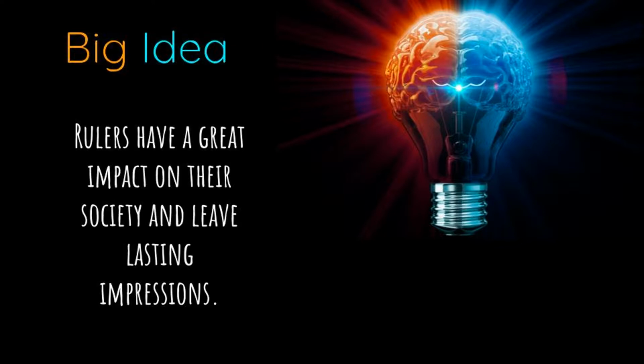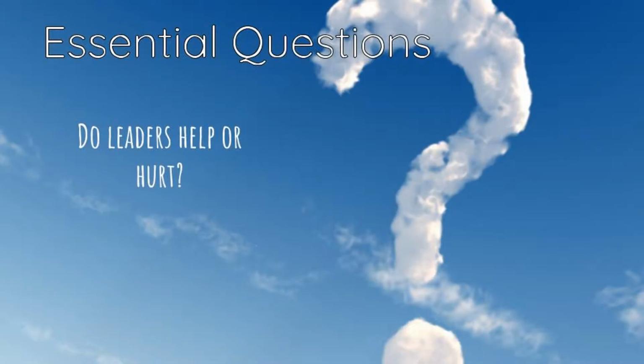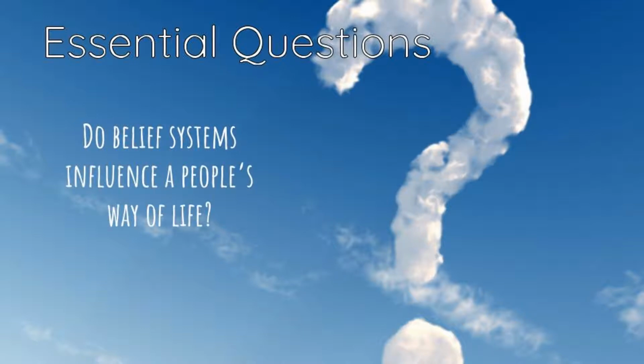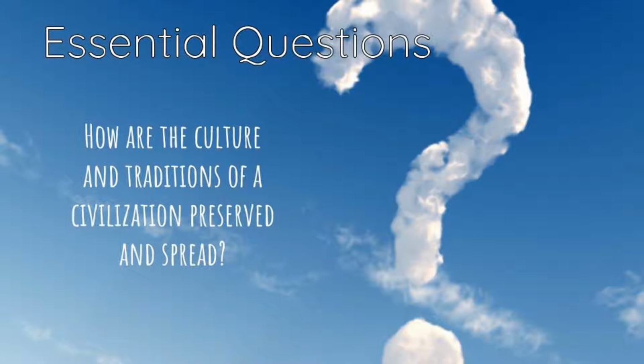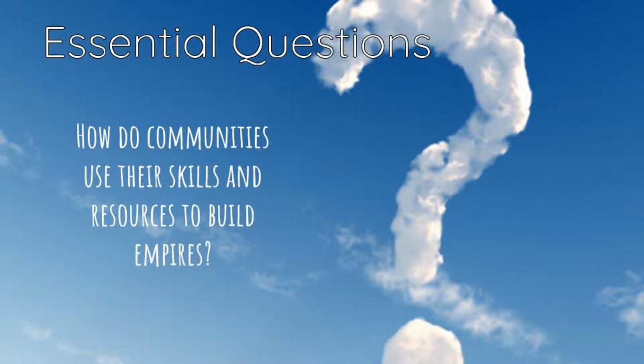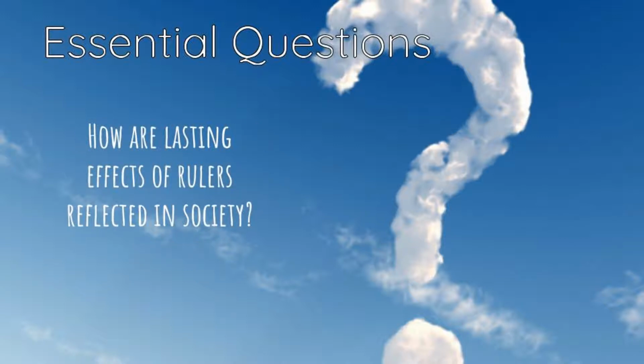We have the same big idea that we've had throughout the unit: rulers have a great impact on their society and leave lasting impressions. First essential question: do leaders help or hurt? The next one: do belief systems influence a people's way of life? Next up is: how do rulers shape present and future civilizations? How are the culture and traditions of a civilization preserved and spread? How do communities use their skills and resources to build empires? And our final essential question: how are lasting effects of rulers reflected in society?